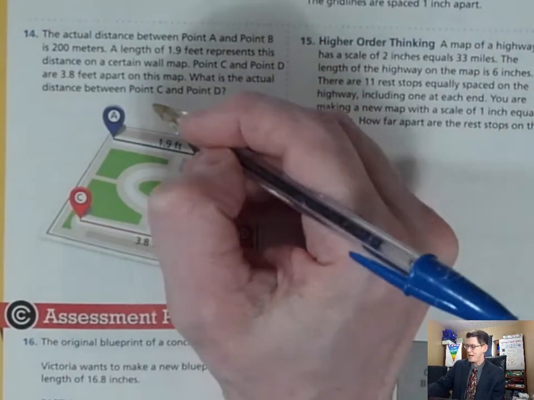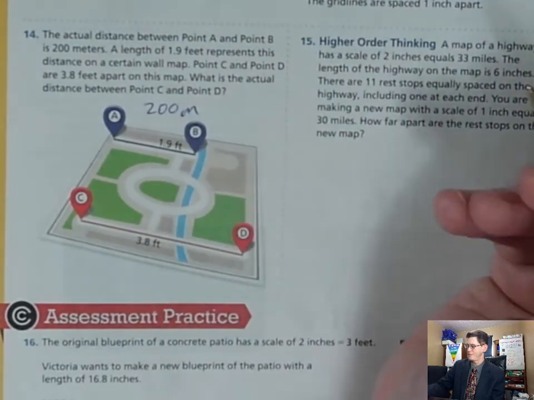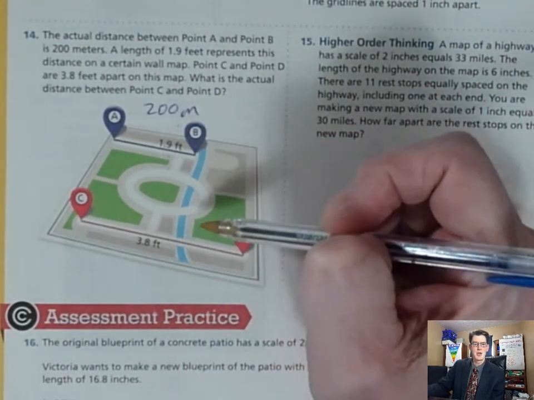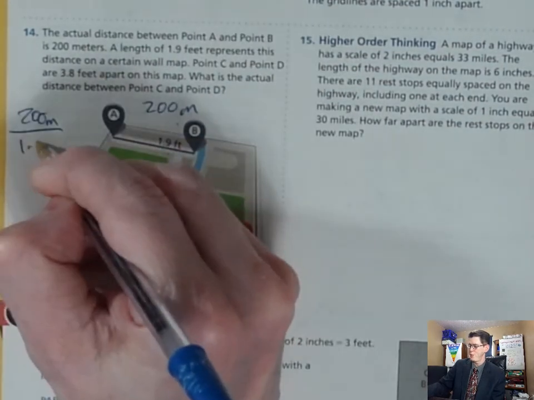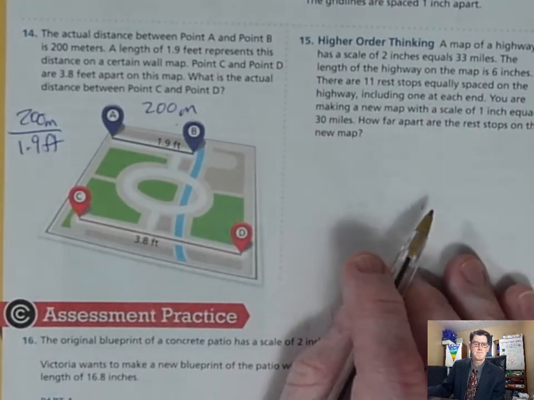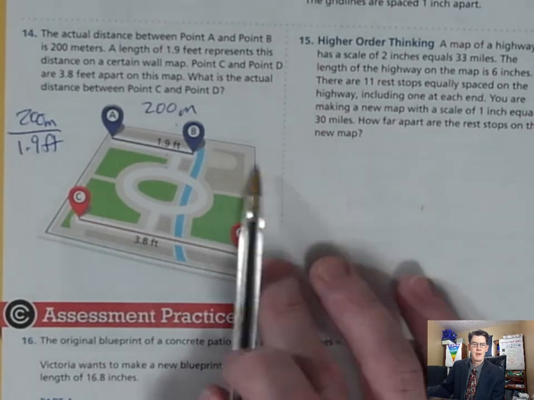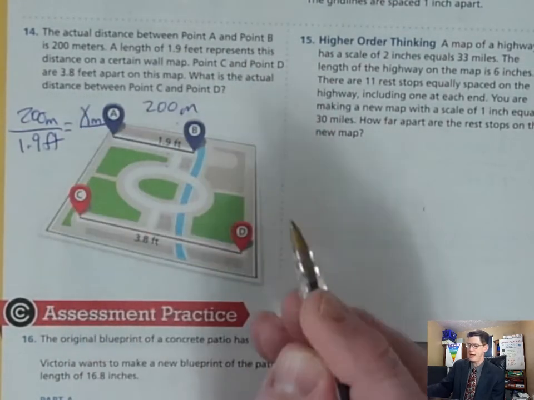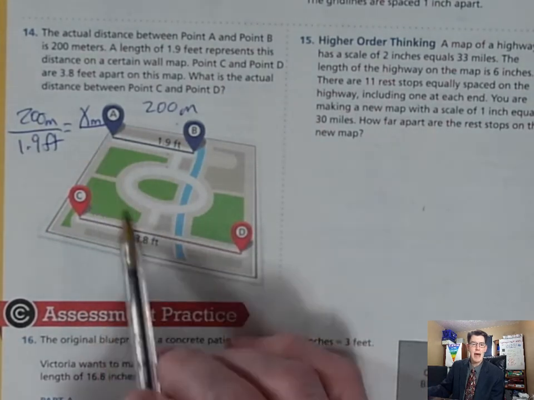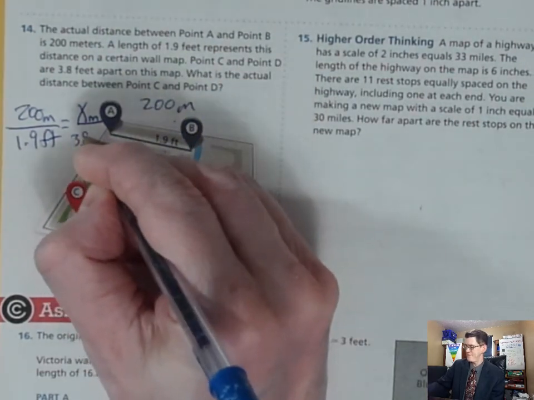Okay, they tell you the actual distance is 200 meters. So there's one way to start setting up the proportion. 200 meters is 1.9 feet. They want the actual distance. What's the actual number of meters? What's the X number of meters if on the map it shows 3.8 feet?